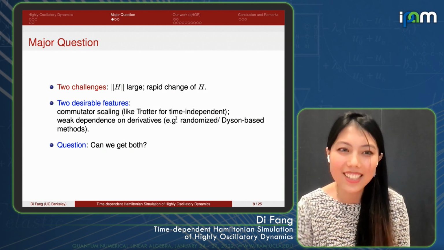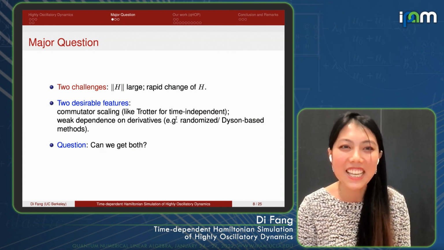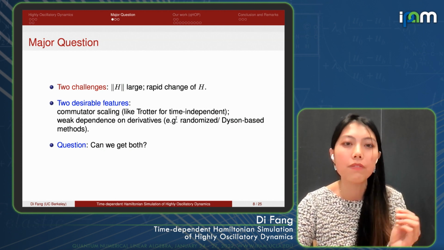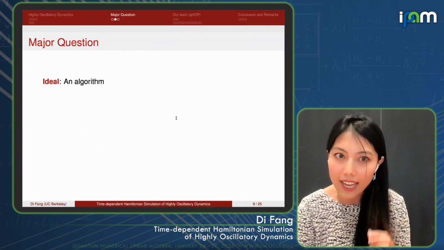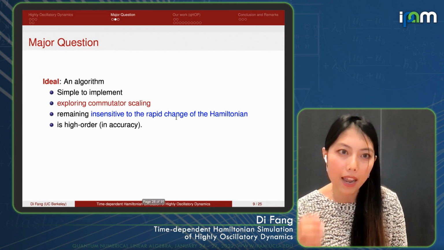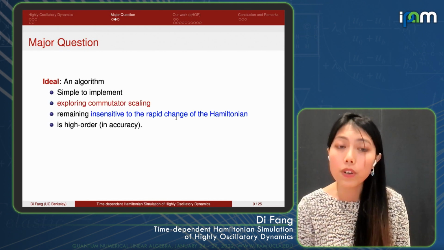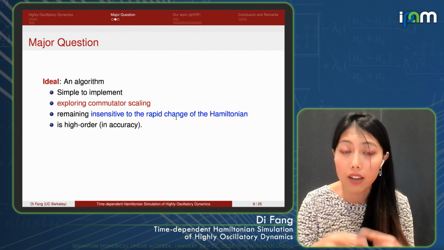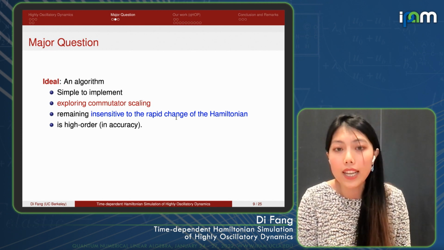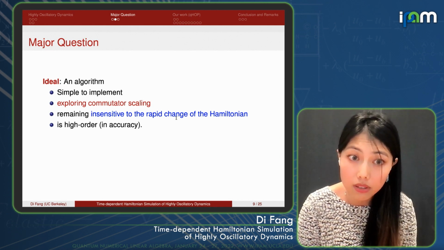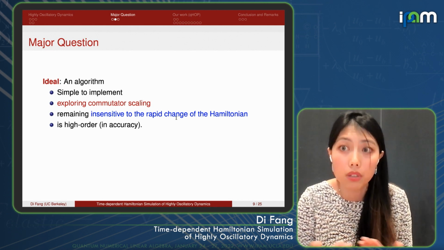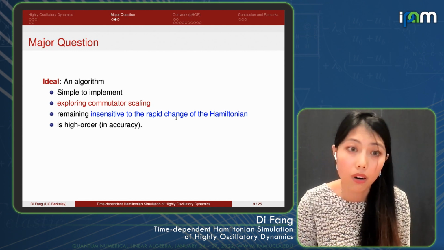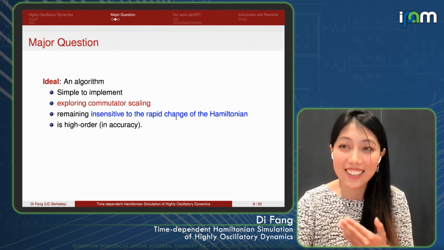We are human beings, which means that greediness is basically written in our DNA. So if we were living in an ideal world, let's make a wish list of the algorithm we want in the time-dependent case. My wish list contains four different things. First of all, we hope the algorithm is easy to implement. Second, we hope it has commutator scaling, to deal with the first kind of oscillation. Third, hopefully it has weak dependence on the derivative, to deal with the second kind of oscillation. And we also hope it can give high orders, or at least that there is some hope to generate higher order accuracy.